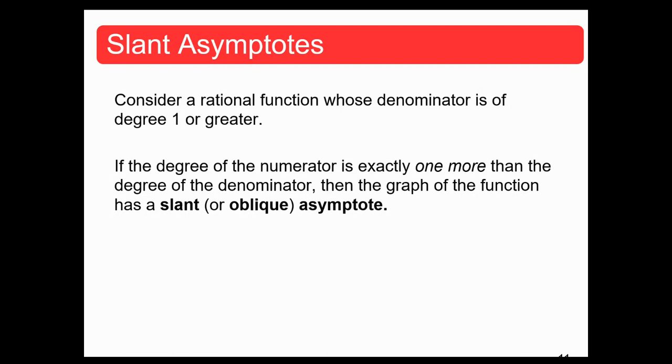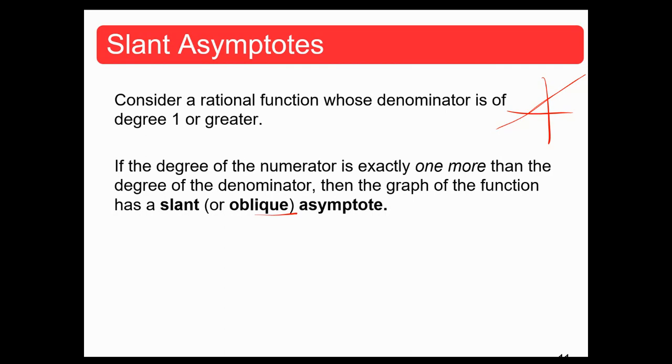Let's talk about slant asymptotes. This is from section 4.2. So a slant asymptote, instead of it being a vertical asymptote or horizontal asymptote, is something with some kind of a slope on it. Another word for it is an oblique.